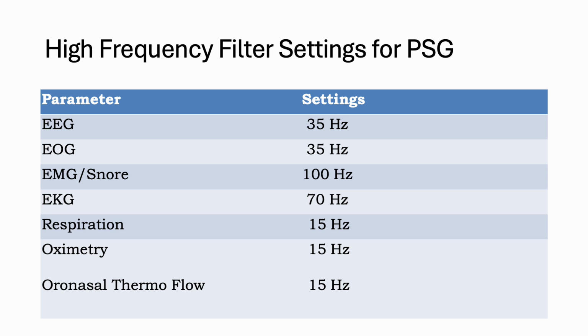These are the parameters and the settings for high frequency filter settings. If you're going based off of the table, I would learn the lows and the highs together so that you're not confused. For instance, in the table you might have EKG goes from 0.3 to 70 hertz. EEG is 0.3 to 35 hertz. So is EOG. EMG and snore, I believe, is like 1 to 100 hertz. So I would remember the range instead of just the lower and the upper.